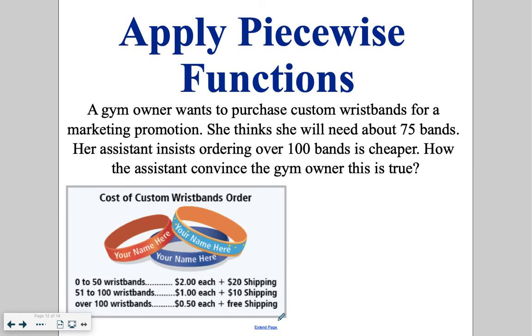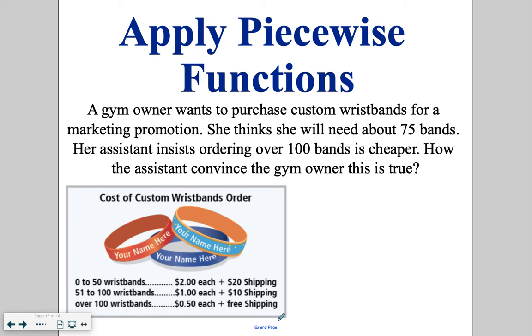The last thing here is we're going to use a piecewise function to apply it to some word problems. So it says a gym owner wants to purchase some custom wristbands for a marketing promotion. She thinks they will need about 75 wristbands. Her assistant is insisting on ordering over 100 bands because it is cheaper. How can the assistant convince the gym owner this is true?